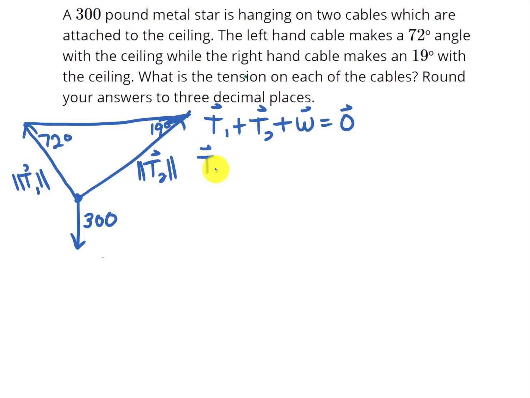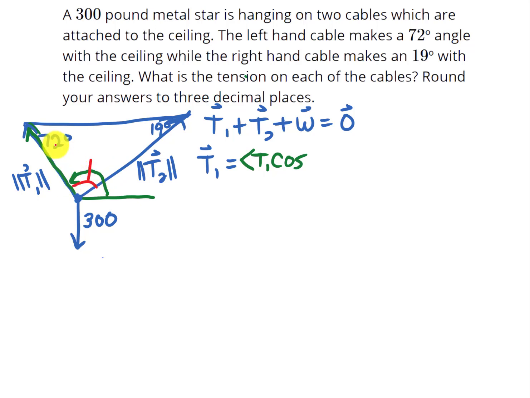Vector T1 would be this one over here, and we're going to put it in component form. We don't know what its magnitude is, so I'm just going to call it T1. I'm going to leave the magnitude brackets out just to simplify the notation. Then it's going to be cosine. Its angle is measured off from the horizontal. There's a triangle here, so I can find this angle right here.